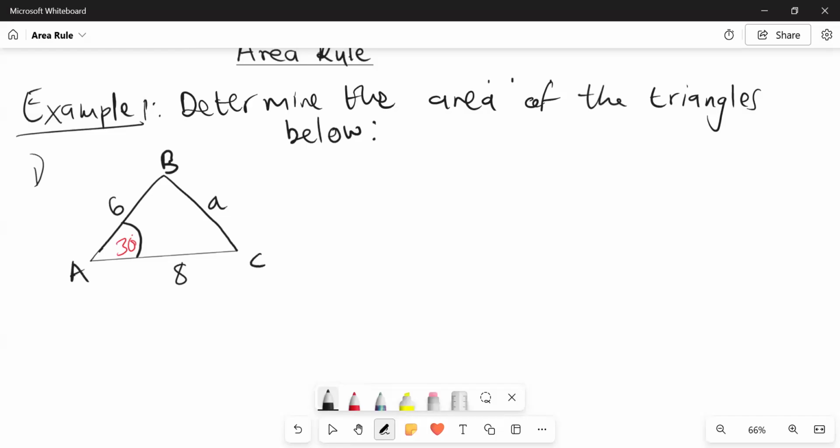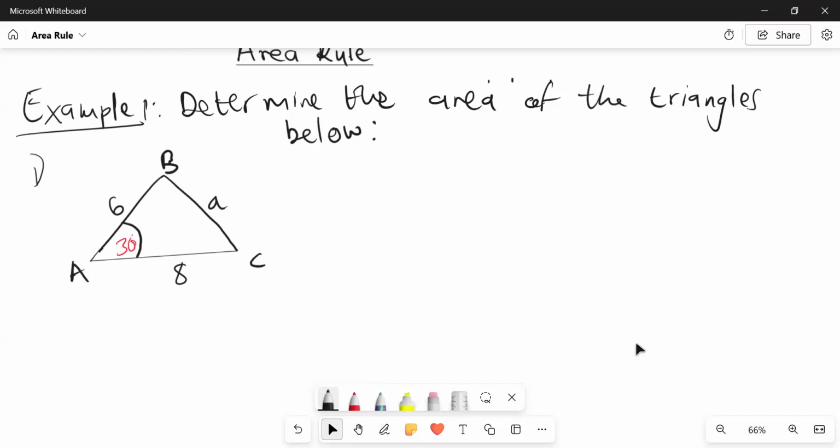First thing first, you need to ask yourself a question. Is this a right angle triangle? No. Do we know our perpendicular height? No, we don't know the perpendicular height. Perfect, which means the story of trig ratios or Pythagoras theorem is not working here. This is not a right angle triangle. So what do we use? We use the area rule.